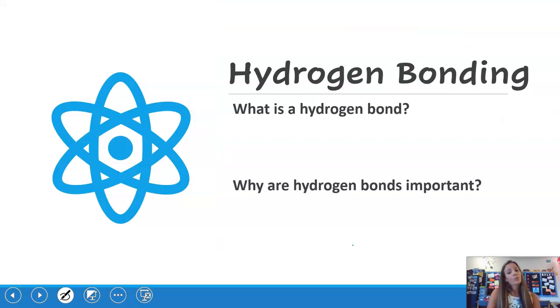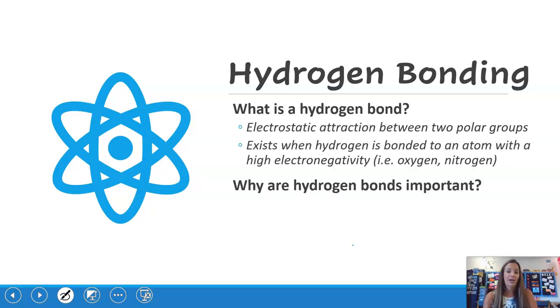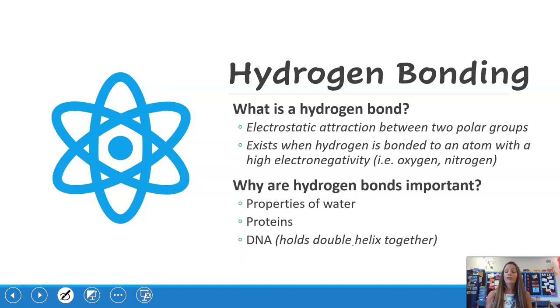There's also something that's pretty important to biology, and that's hydrogen bonding. So hydrogen bonding is actually just an electrostatic attraction between 2 polar groups, and it only exists when hydrogen's bonded to an atom with a very high electronegativity, such as oxygen, for example. Well, you may be thinking, why are these even important? Hydrogen bonds are super important for properties of water, which help all living things survive, as well as in proteins, and it's what holds the DNA double helix together.